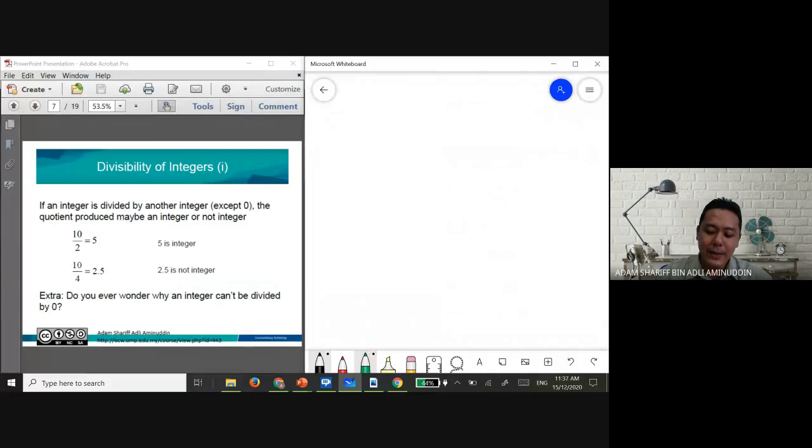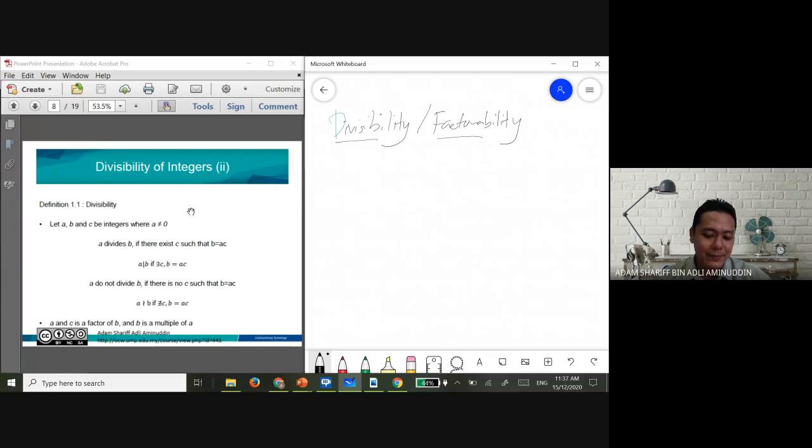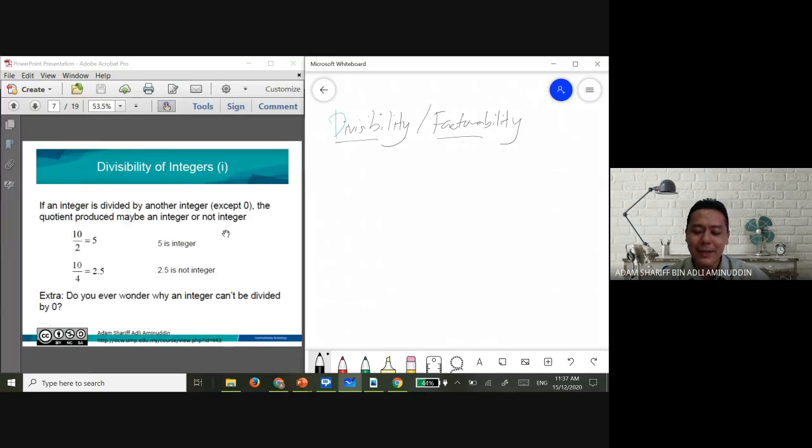The concept of divisibility. We go to some theory. Divisibility, or some say factorability. Factor and divisible. Okay, A is a factor of B. Wait, let me write it again. Oh, there is a definition here, but let me show it.